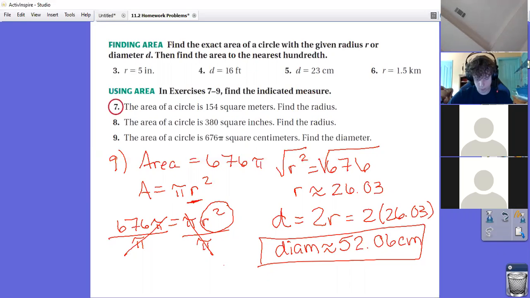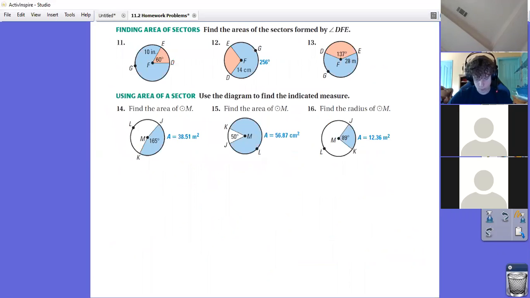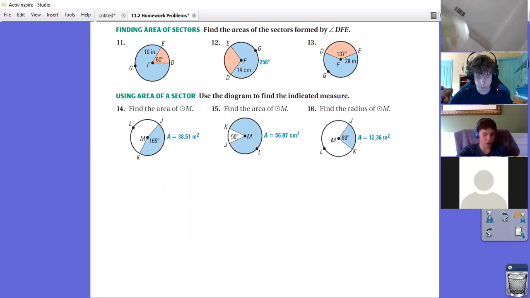All right. So the next one was 16. But unless it says use 3.14 for pi, I would actually just use the pi button. I had a question on 12 and 13. Okay.